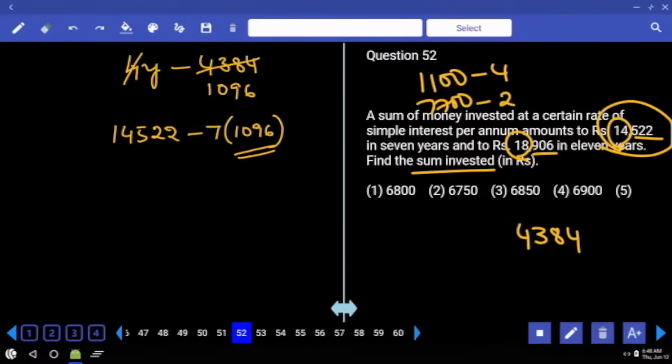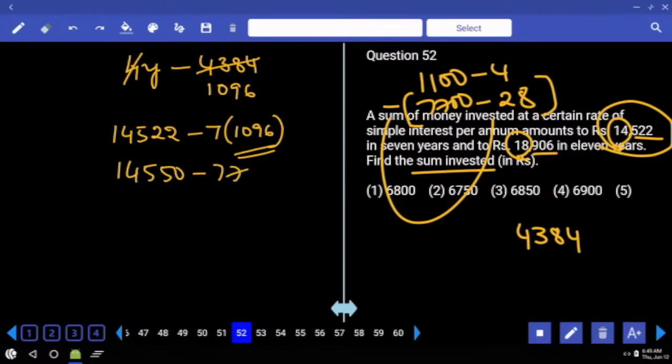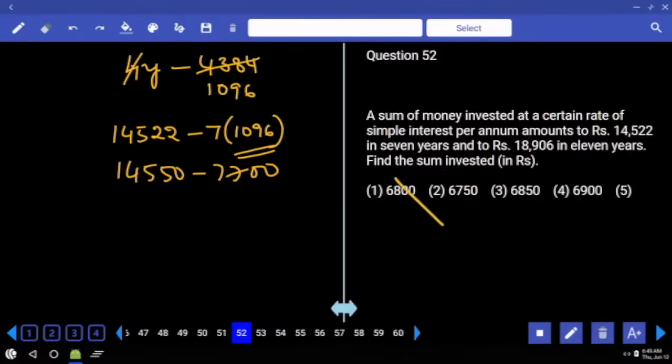7,700 minus 28. Correct? This is all a negative number. Minus of minus, that plus is added to this number. It becomes 14,550 minus 7,700. Observe the last 2 digits. These two eliminated. 145 minus 77 ends with 7 or 8? 8. So the answer must end with 850. Third option.